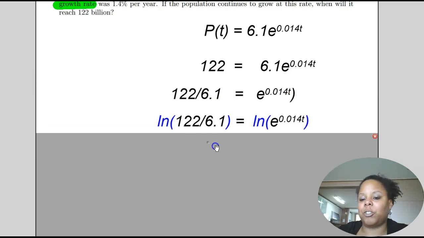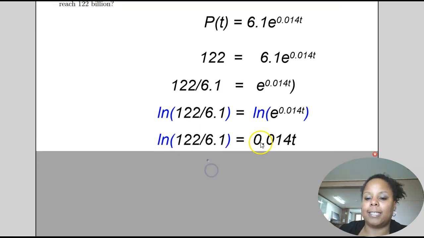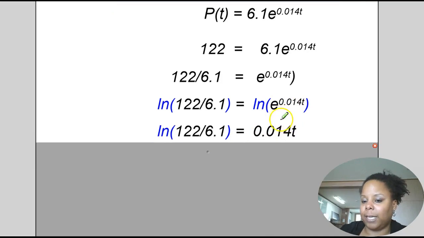And then we take the natural log of both sides. The only reason we're taking the natural log is because our base is e. If not, we just take the log with the same base. Once you do that, on the right hand side, the natural log gets rid of the e, and we're just left with 0.014t.